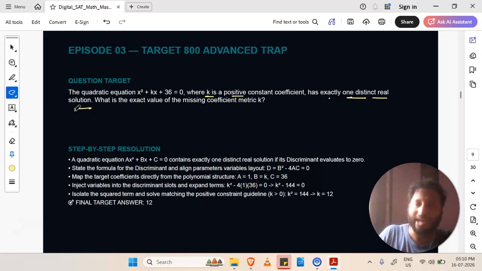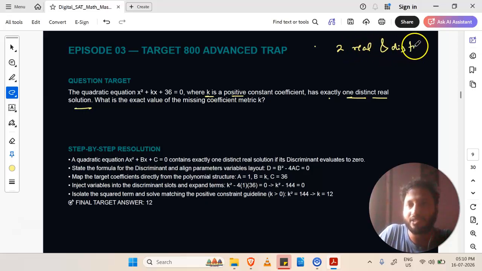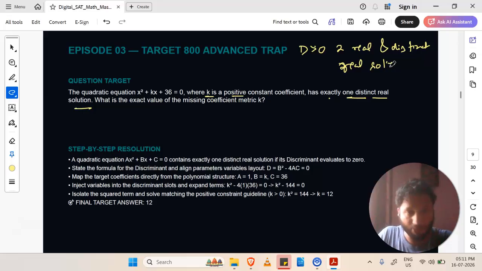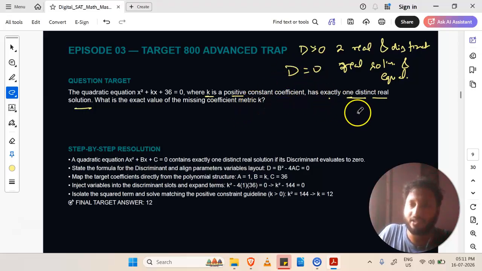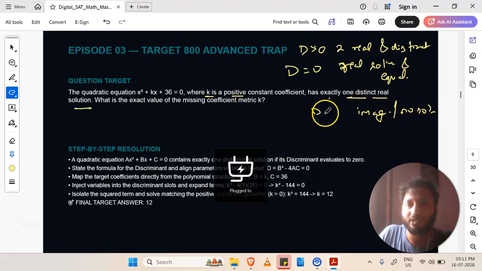No. Either it will have two solutions which are real and distinct, for which D has to be greater than 0. Another case is real solutions where both the solutions converge to one point, where the parabola for that quadratic curve just touches the x-axis. So real solutions and equal. What is the condition for that? Discriminant is equal to 0. And the third case, you all know, imaginary solution or no real solution, for which discriminant is less than 0.